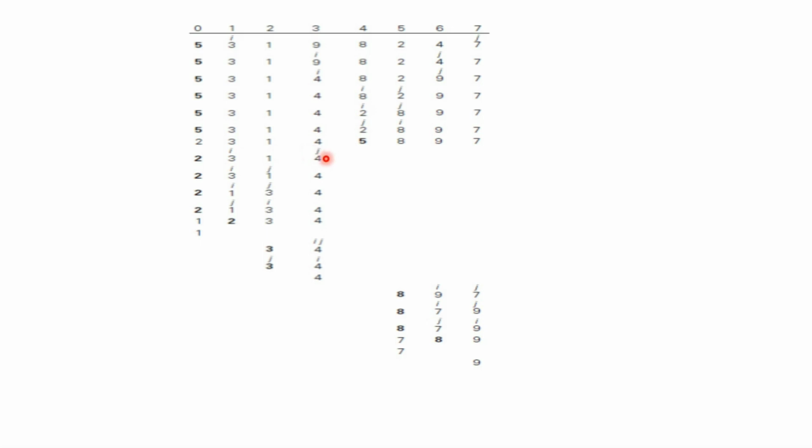When j is pointing to 4, 4 is larger than 2, yes. So decrement j. Now j is pointing to 1. 1 is lesser than 2. So stop. Now i is pointing to 3, j is pointing to 1. i is less than j. So what you need to do? Swap the ith element and the jth element. So 1 and 3 are interchanged. Then what you need to do? Increment i, decrement j. So now j is here and i is here.